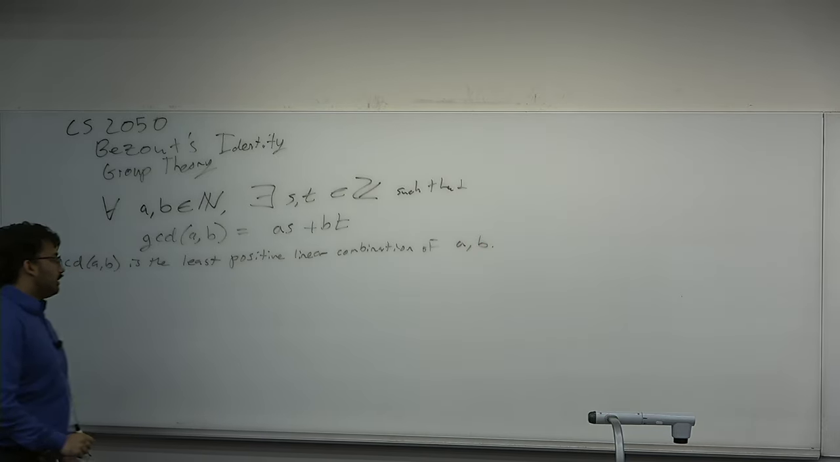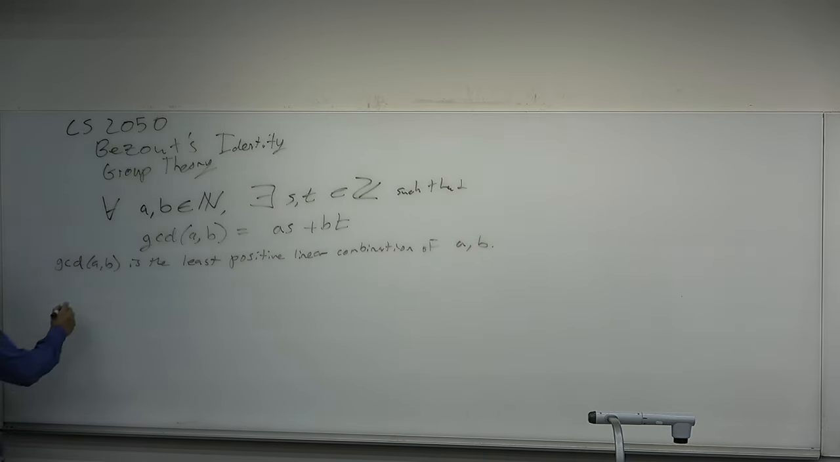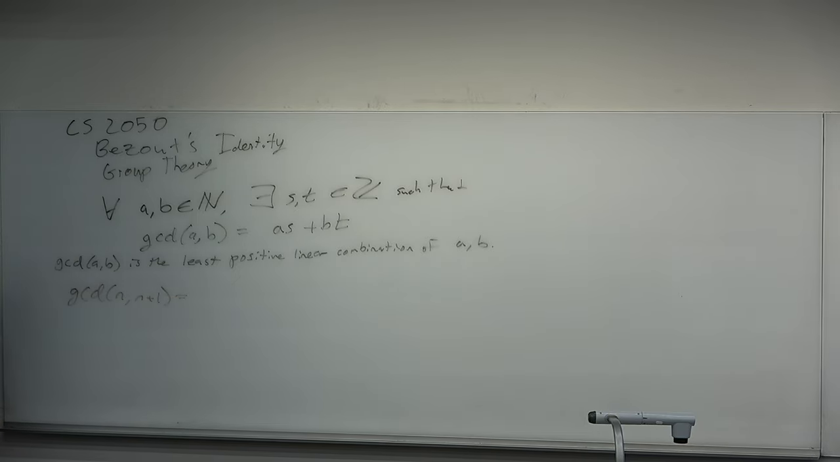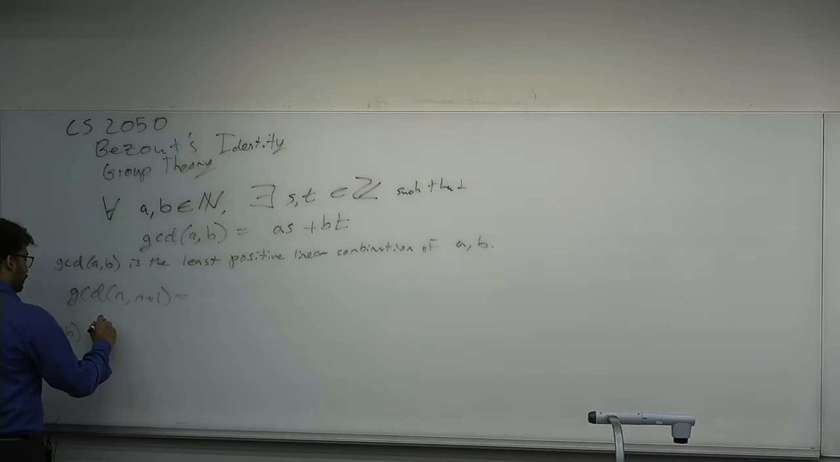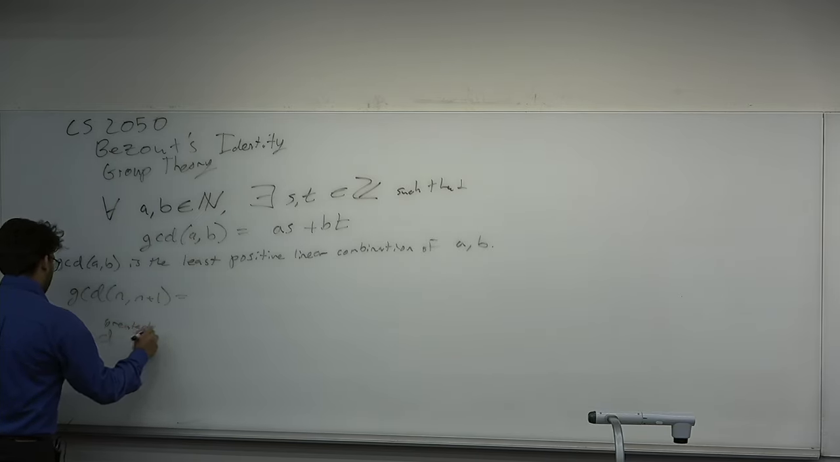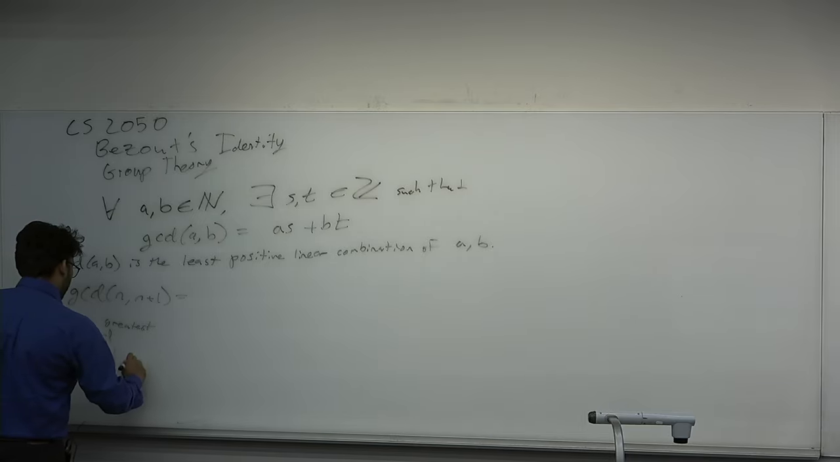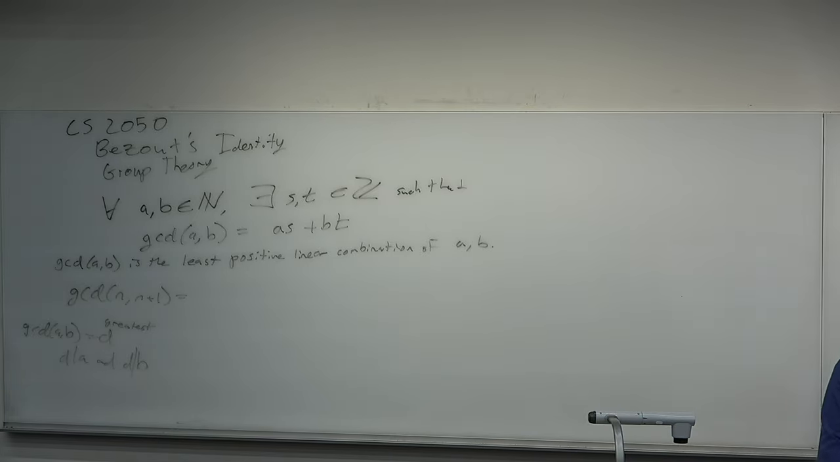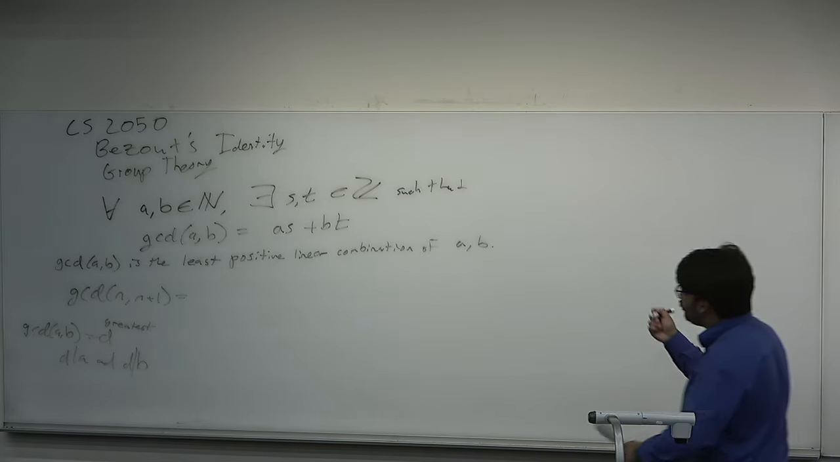Pop quiz. What is the GCD of n and n plus 1 for all n? The GCD, so we're looking for the greatest such number. Recall the definition of a GCD of a and b: the GCD of a, b is some number d such that d is the greatest number such that d divides a and d divides b. So given that, what is the GCD of two sequential numbers?